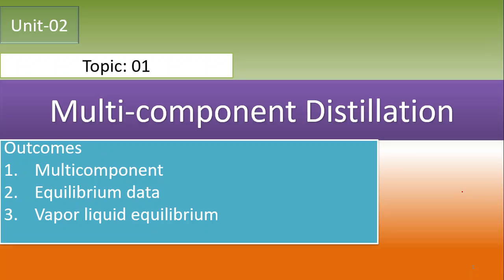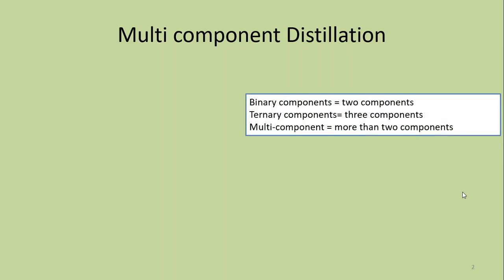Today we start the second unit, and the first topic in the second unit is about the multi-component distillation concept, in which we are going to learn about equilibrium data, simple equilibrium data, and vapor liquid equilibrium for the multi-component distillation. So we all know the meaning of the binary component.